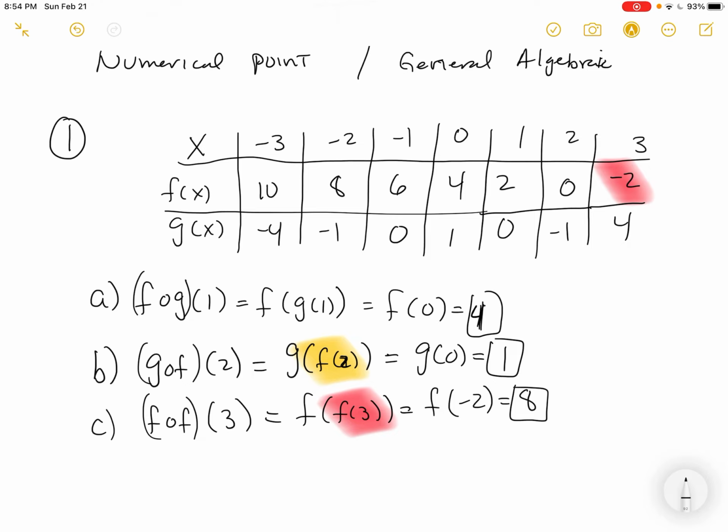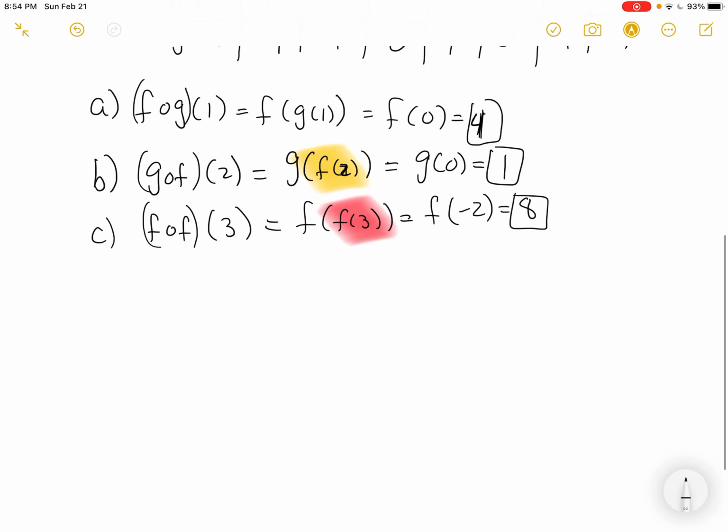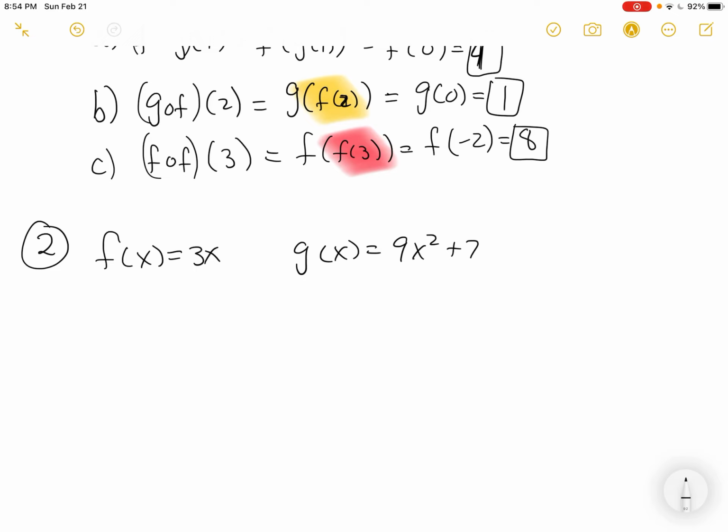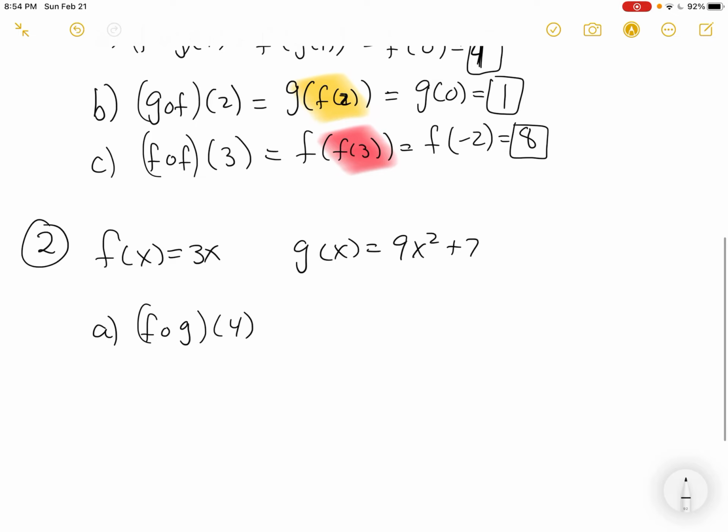So that's what the first kind of homework problem is going to feel like, and then they get into more traditional ones. So for your second example here in 5.1, we'll let f of x be 3x, g of x be 9x squared plus 7, and we're going to look at f composed with g of 4. Okay, no problem. What is this? Well, we know what that means. That's f of g of 4.